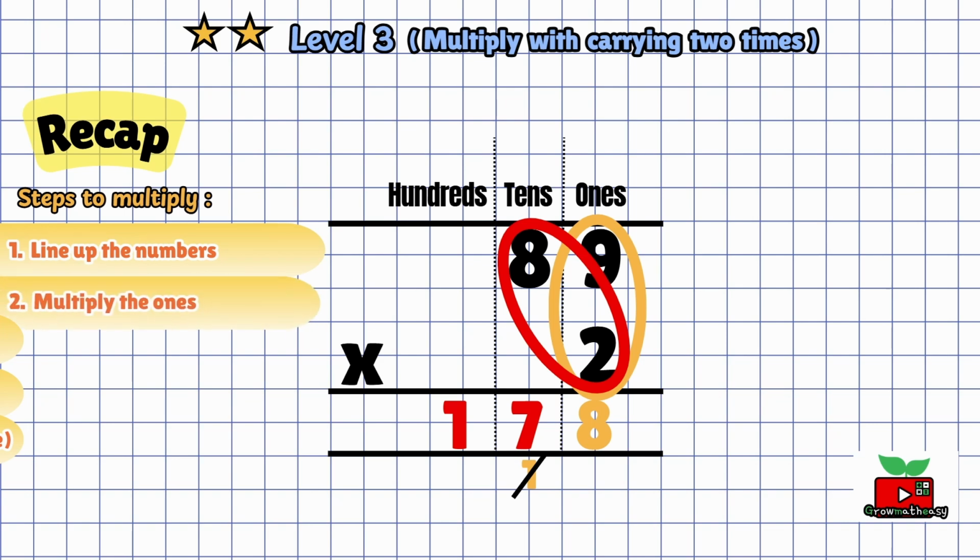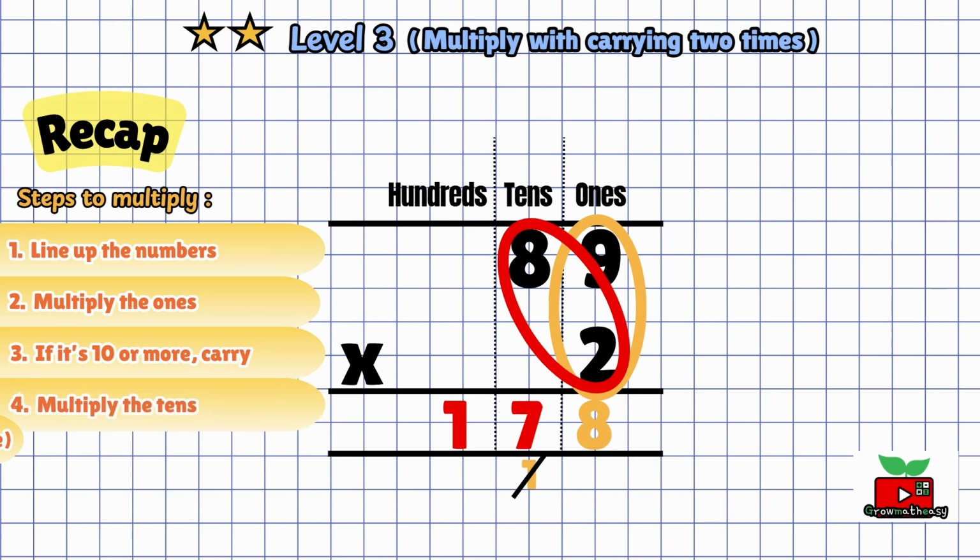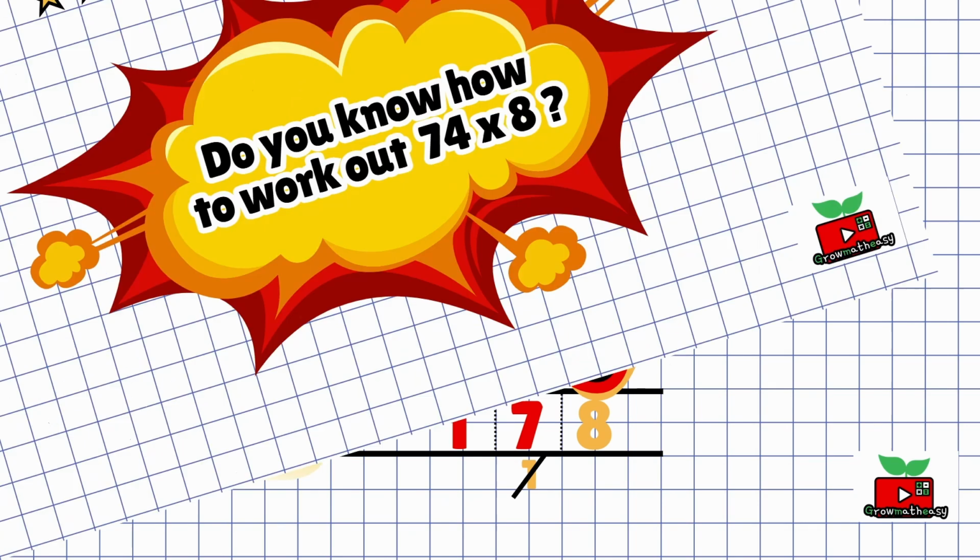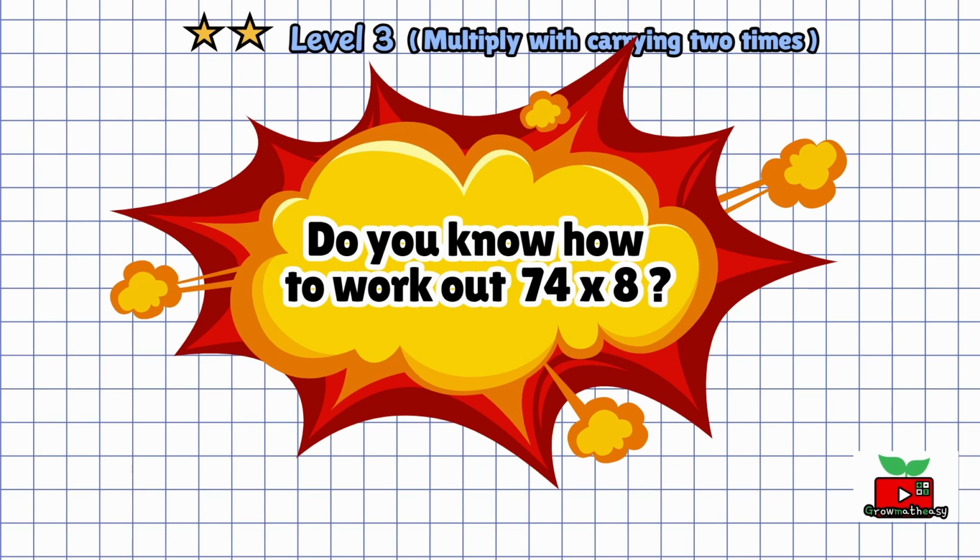To recap today's lesson, always line up numbers in the correct columns. Multiply the ones first. If the product is 10 or more, carry to the next column. Multiply the tens and add any carry. Do you know how to work out 74 multiplied by 8?